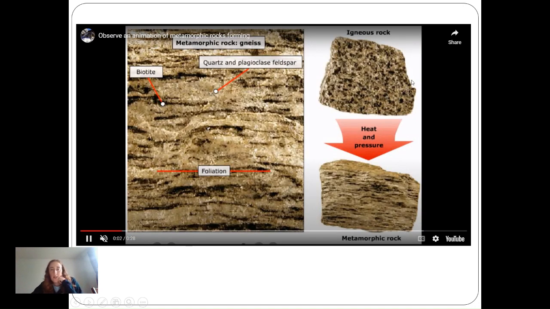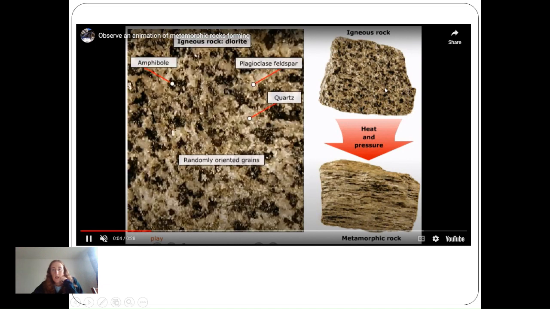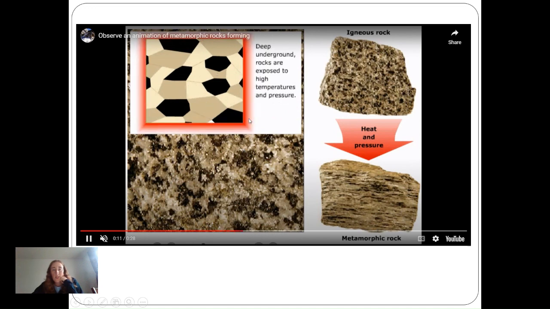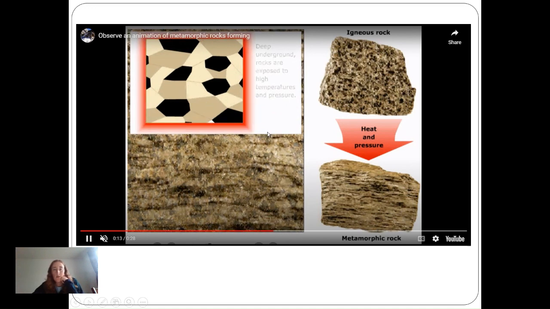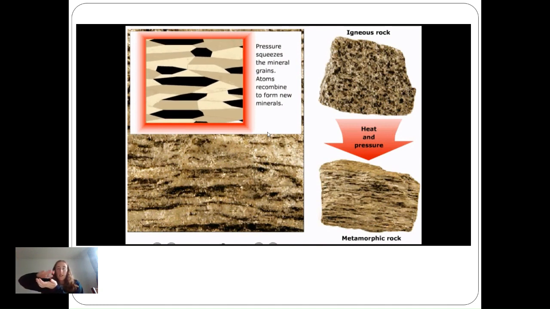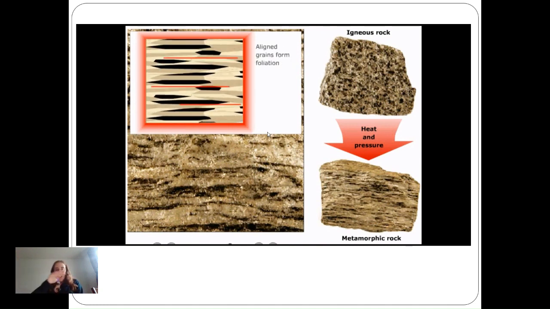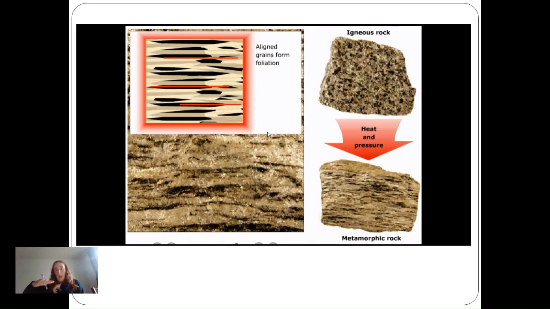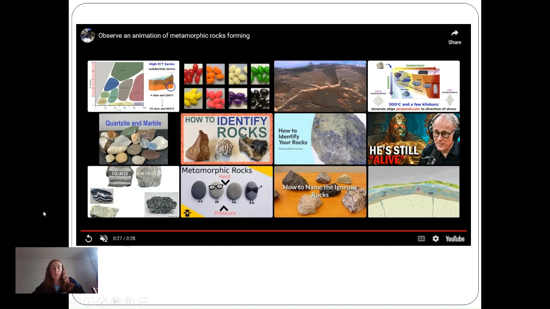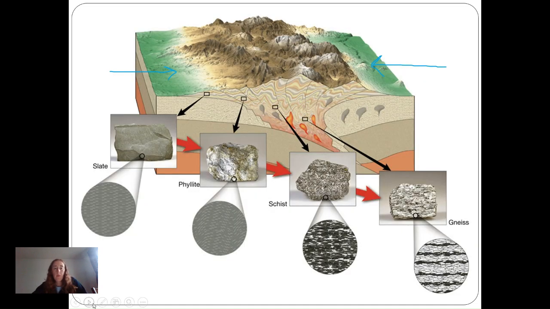So let's say you take an igneous rock like granite. Granite has feldspar, quartz, biotite, amphibole, these other minerals in it. Let's say you take that granite, you push it underground, you expose it to high temperature and high pressure. That pressure and that heat squeezes all the minerals. They start to form this banding, and they will align into what we call foliation, linear light and dark banding, due to that heat and pressure over time.